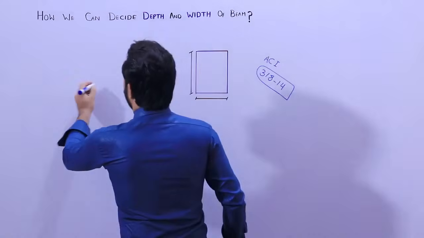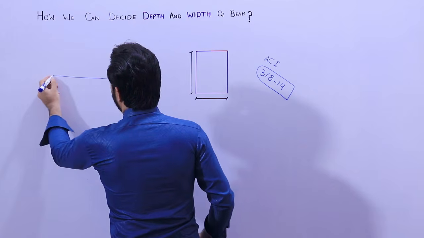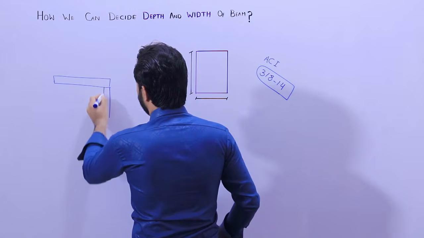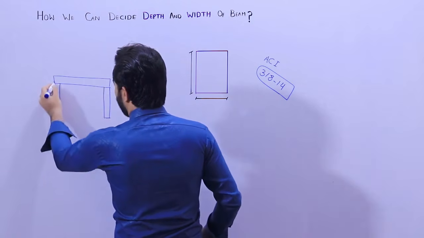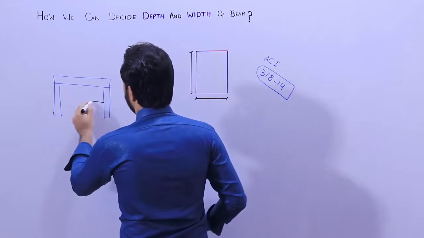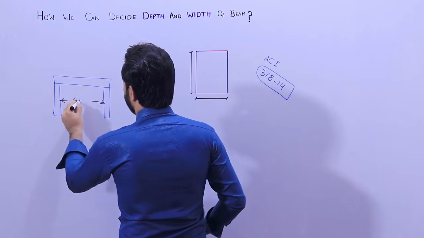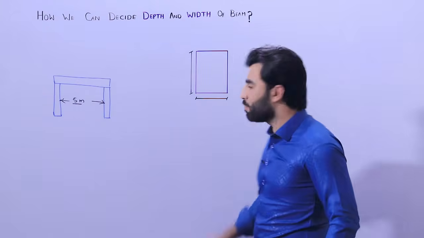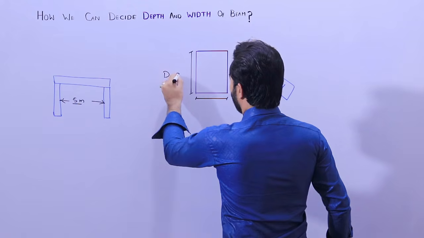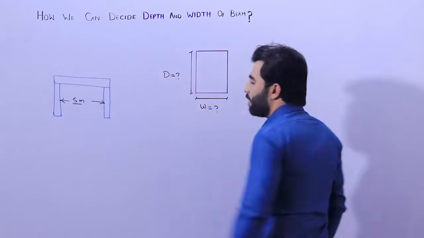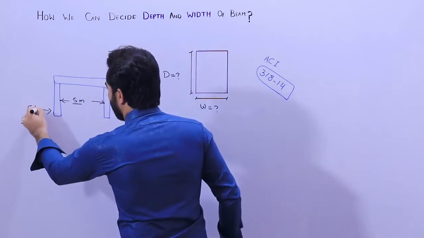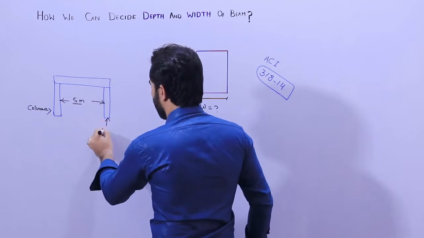First of all, guys, if you know the length of the beam, or the span between two columns, suppose this is a beam and these are supports. These are two supports, which means these are columns. Suppose the span between two columns is 5 meters. So what should be the depth of the beam? You can see in this graph, this is depth. And what should be the width of the beam? If the span between two columns is 5 meters, this is one column and this one is the other column. These are supports.